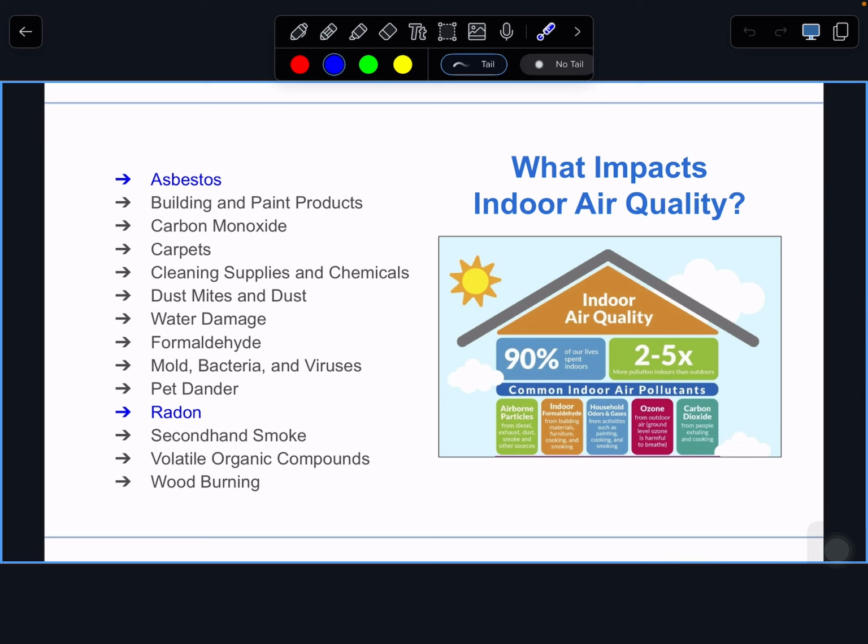So asbestos. Asbestos is a cancer-causing substance that we used to put on ceilings. Have you guys ever seen popcorn ceilings before? Raise your hand if you've ever seen popcorn ceilings. They're so ugly. Yes, they are terribly ugly. But there is asbestos in them.